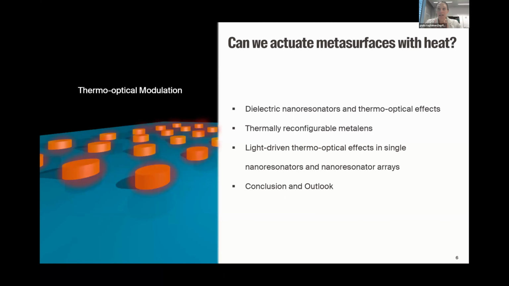And so the outline and the motivation here is really to understand what happens when we now have dielectric or semiconducting nanoresonators that do have a thermo-optical effect, and how we can combine these two to realize thermally reconfigurable metasurfaces. And in particular, I will show you the example of a metalens. And then going towards light-actuated systems, thinking about how we need to deal with the problem of photothermal effects in collective, in large arrays of nanoresonators, where obviously now we have collective heating effects, and we also have to treat the thermo-optical component and the differential shift at every point.